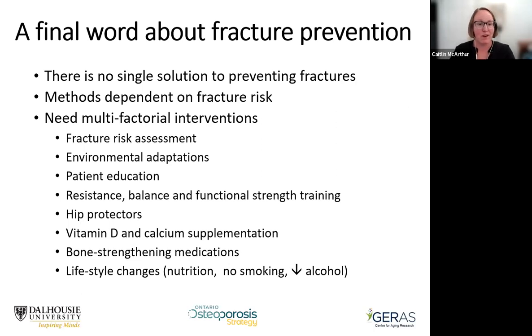Hip protectors are one part of it. That's what I've talked about today. But then also considering vitamin D, calcium through diet and supplementation. Medications might be appropriate, and lifestyle changes. So really it's a global approach to preventing fractures, where hip protectors are one part.